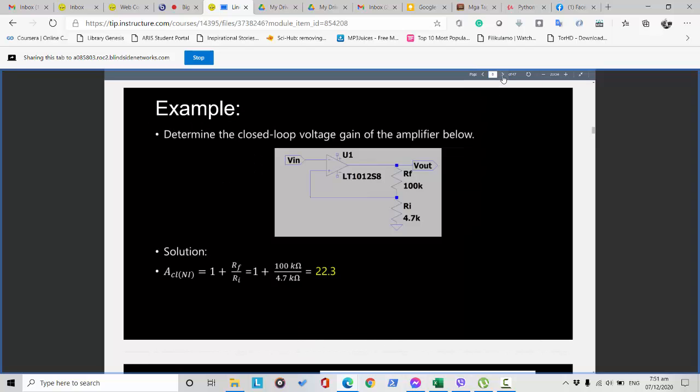So if we want to compute for that, we just substitute the values into 1 plus Rf over Ri. That will be equal to 1 plus 100 kilo ohms divided by 4.7 kilo ohms, and that will be around 22.3. This is unitless because we are computing the closed loop gain of this non-inverting amplifier. Okay, so finally we have the answer 22.3.